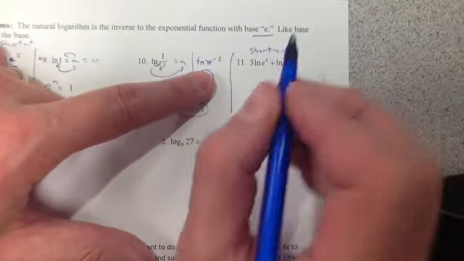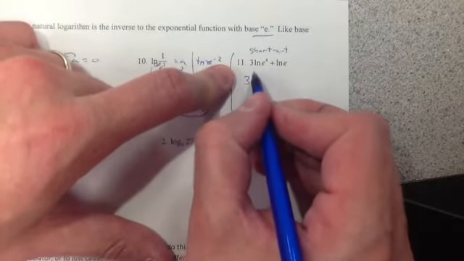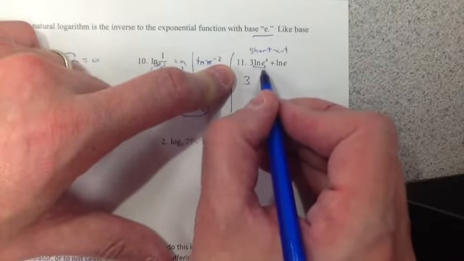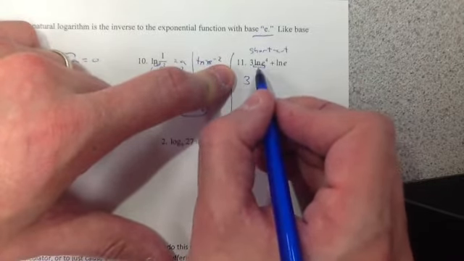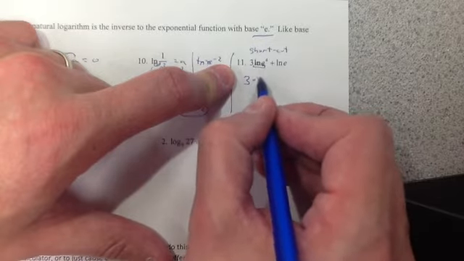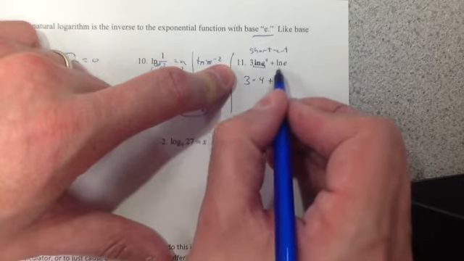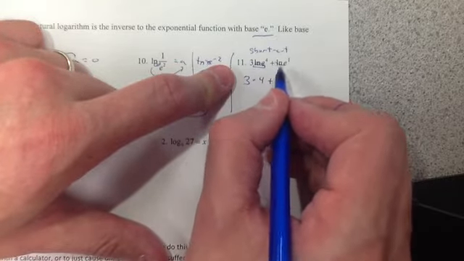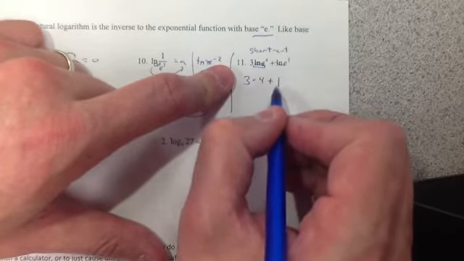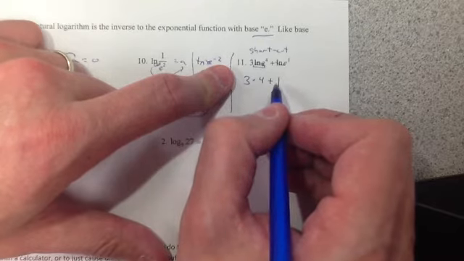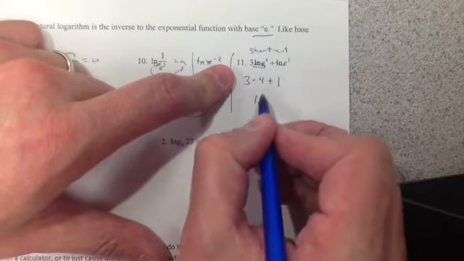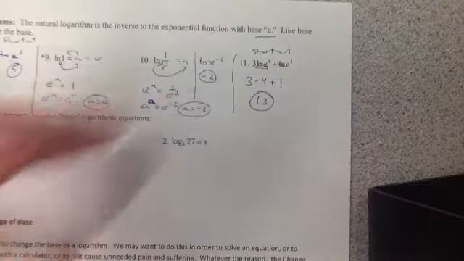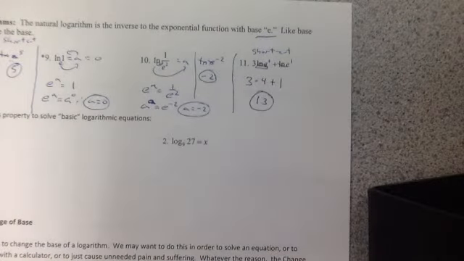To use the shortcut, I'm going to get the 3. Because natural log and e are inverses of each other, they cancel each other out. And that's going to leave me with just the 4. Plus, now be very careful here, there is a 1 up there. Natural log and e cancel each other out, we get plus 1. And what's 3 times 4 plus 1? 13.